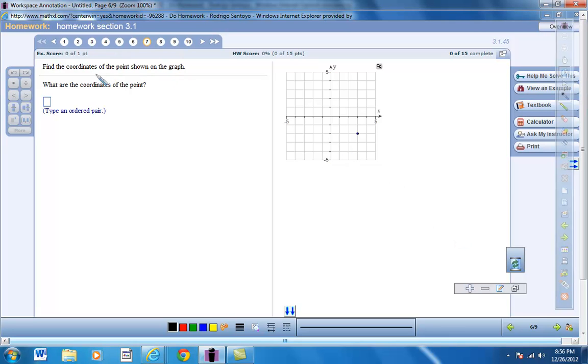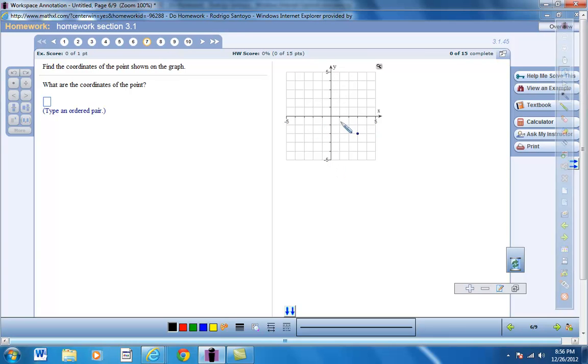Here now they want you to find the coordinates of a point shown on the graph. So this is our graph. This is what it's going to be looking like. As you can tell, we call this line right here the x-axis. This one that goes up and down, this vertical one, we call the y-axis.